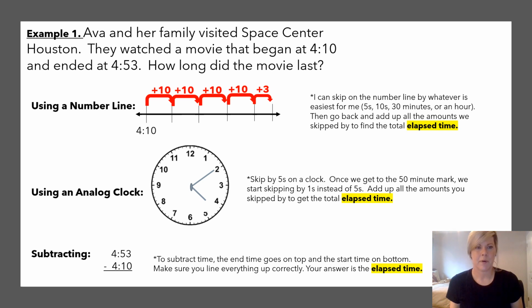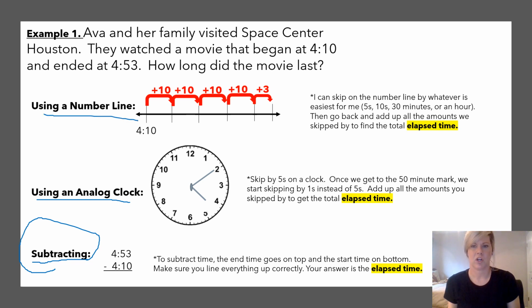So we're going to skip on a number line. That's one way. You can skip using a clock. There's the second way. And then you can also subtract. We won't use subtracting very much in third grade because it gets a little complicated with minutes because you don't borrow like you do when you're subtracting regular numbers. So the main two strategies we will use are a number line and a clock.